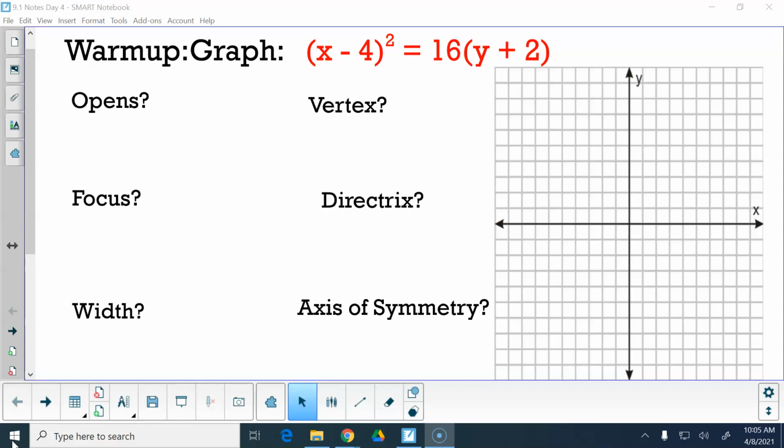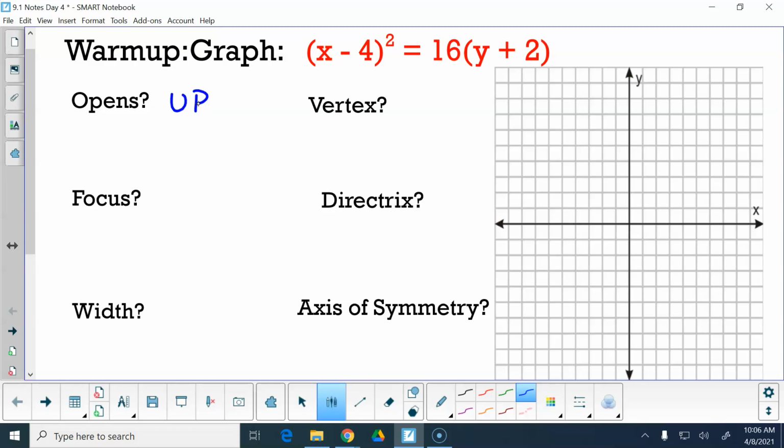So we have to remember our 5 steps of graphing parabolas. First step, we've got to figure out which way it opens. Mr. Trevino, which way does this one open? Why? And the non-squared coefficient is positive? Yep, love it. This one opens up. Great justification.